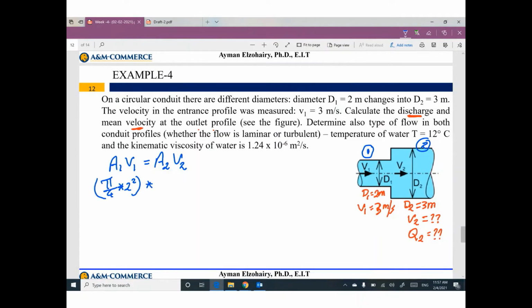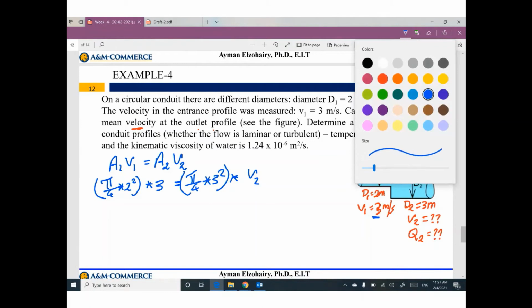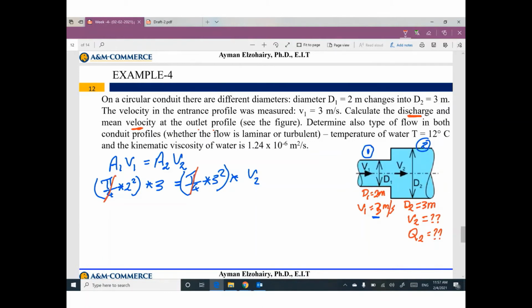What is the velocity at section number 1? 3 meters per second. Area 2 is pi divided by 4 times diameter squared, 3 squared, times V2. I believe I can cancel this one by this one. So the remaining V2 equals 2 squared times 3 divided by 3 squared. This velocity will be 1.33 meters per second.